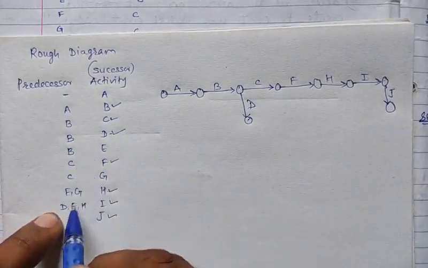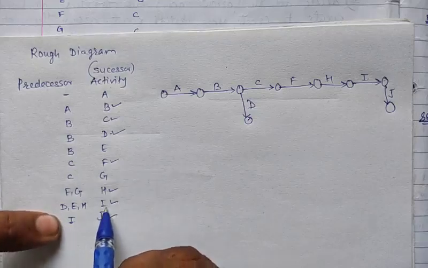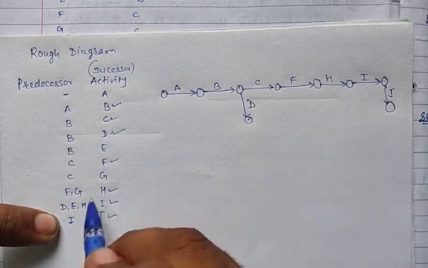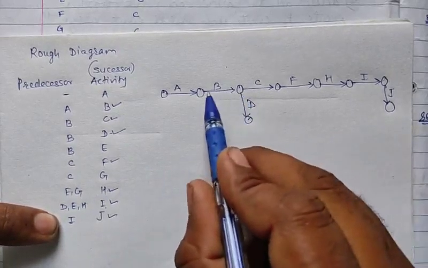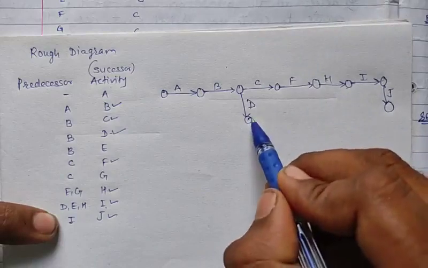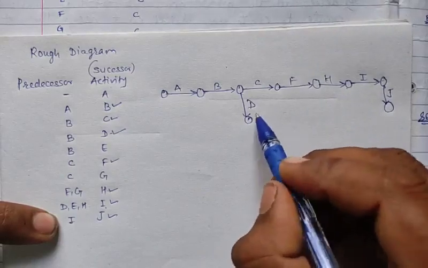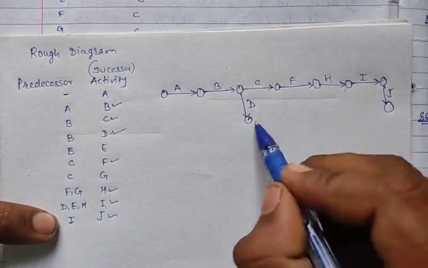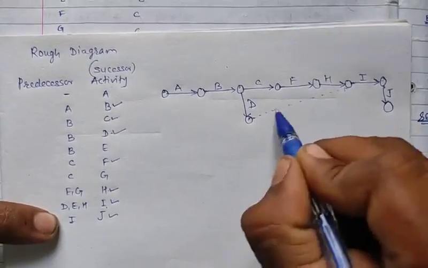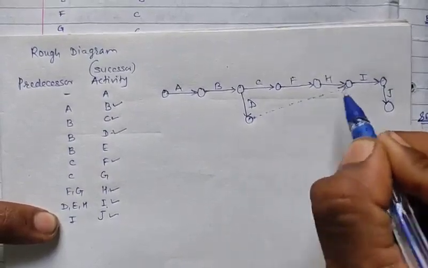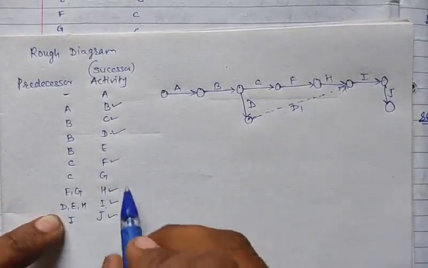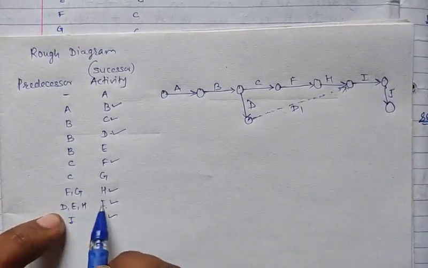Next is D goes to I. So D directly goes to I. B goes to D and D directly goes to I. So we have to make an event here. D goes to I, so we will make it a dummy event. Okay, so this is dummy event D1. D goes to I is done.